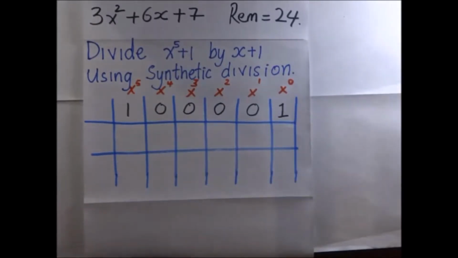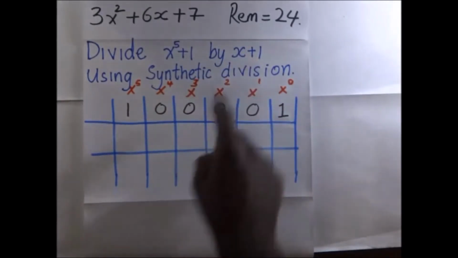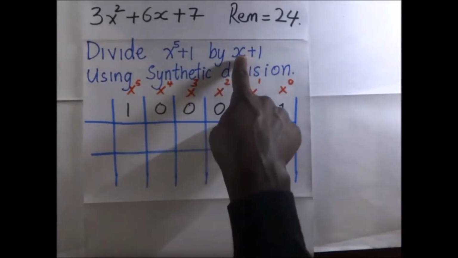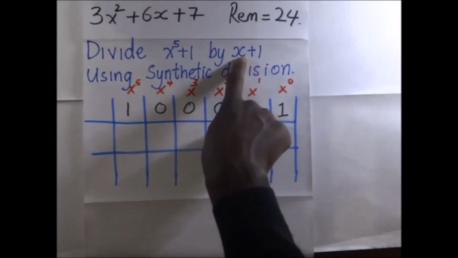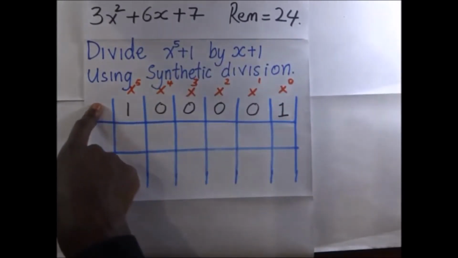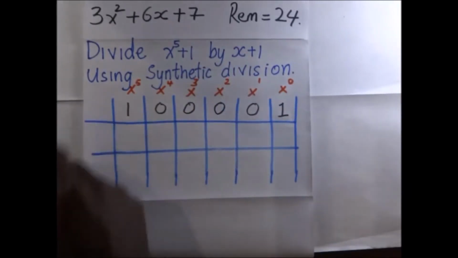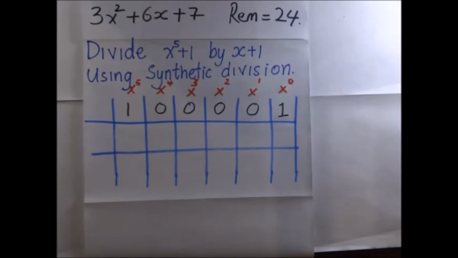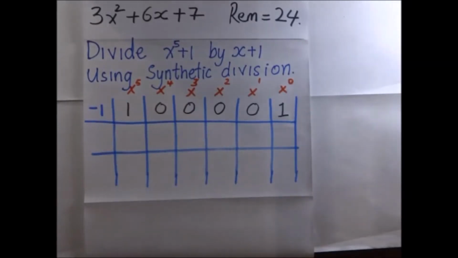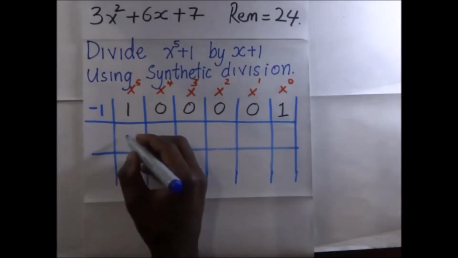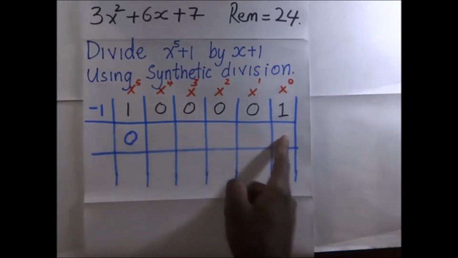And now, this is divided by x plus 1. So when x plus 1 is equal to 0, making x the subject of the formula means that our value of x is supposed to be negative 1. So we put a negative 1 there. When we put our negative 1 there, the first place here we put is 0. So now we get these remaining figures.